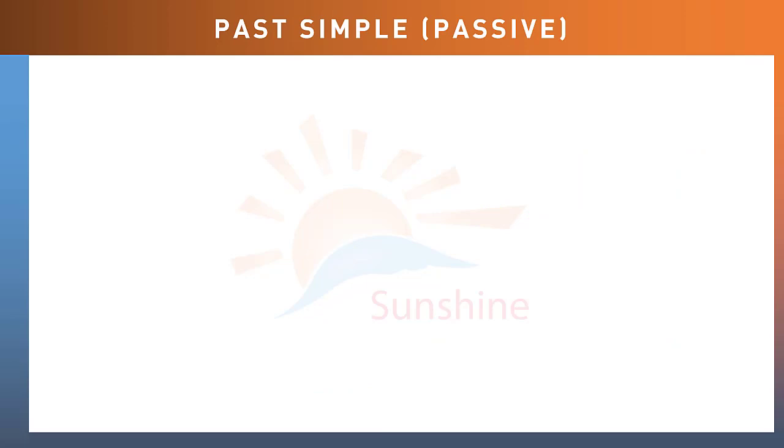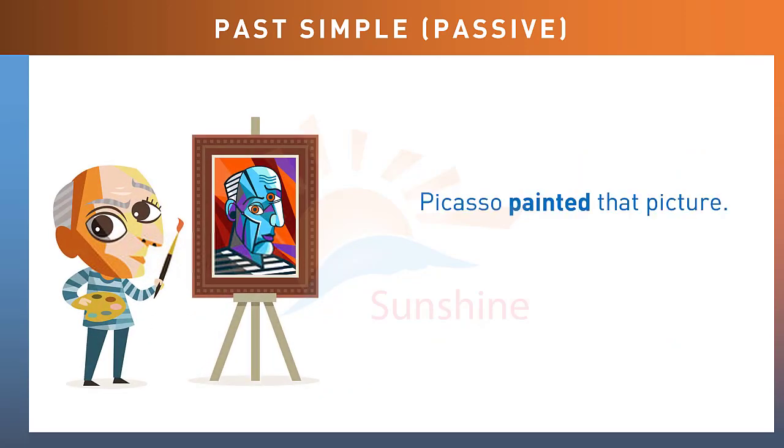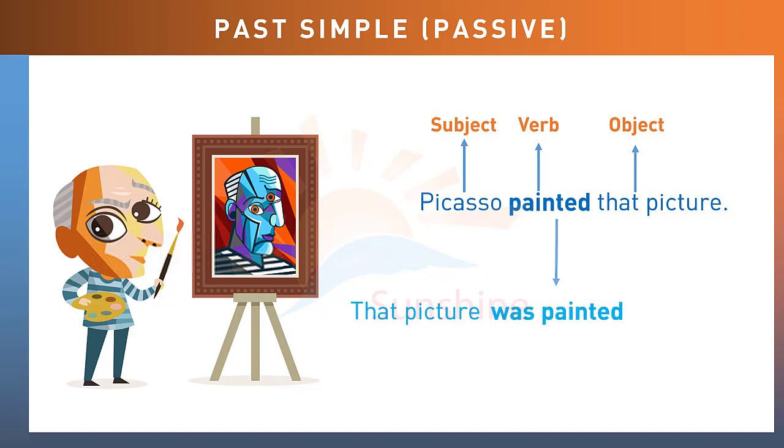Next, the past simple. Let's take the active voice. Picasso painted that picture. Picasso is the subject, painted is the verb, the picture is the object. So in the passive voice, this becomes, that picture was painted by Picasso.